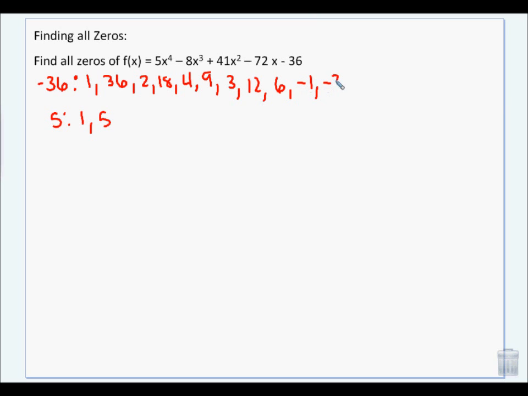And then you have negative 1, negative 36, negative 2, negative 18, negative 4, negative 9, negative 3, negative 12, and negative 6. Where'd you get these numbers? These are the factors of 36, right here. And then factors of 5 are 1 and 5. You also get negative 1 and negative 5, but because I've got all positives and negatives up here, I don't really need to deal with the negatives down here.